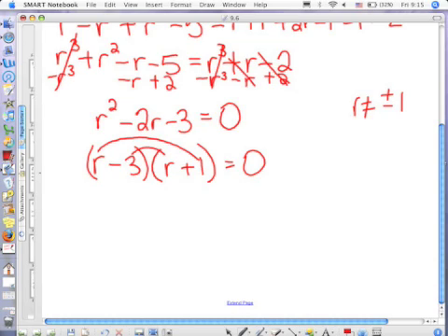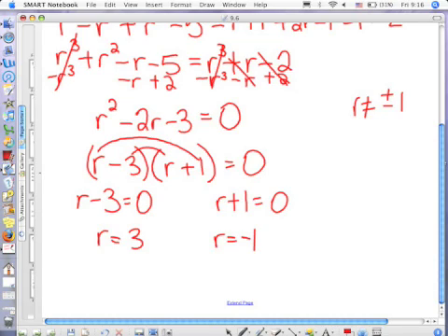Now, you're not done because we want to know what r equals. On the mastery test, most of you stopped at this point. That's not your stopping point. We've got to figure out what r is equal to. Well, if two numbers are multiplied to equal 0, then either this first expression was equal to 0 or the second expression was equal to 0, which means r was either 3 or negative 1.